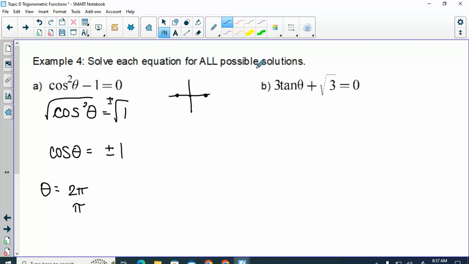Now, when I say all possible solutions, we know that with our trig functions, we have coterminal angles, right? Every time I go around the circle, I come back. How far do you travel when you go all the way around the circle? 360 degrees. In radian form, that is 2 pi. So we could travel around as many times as we wanted. So when we did all possible, we put plus 2 pi k with each of these, where k was an integer value.